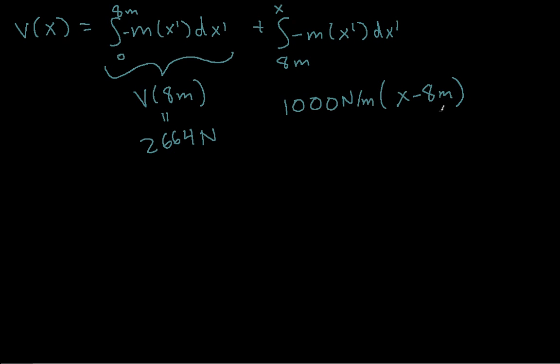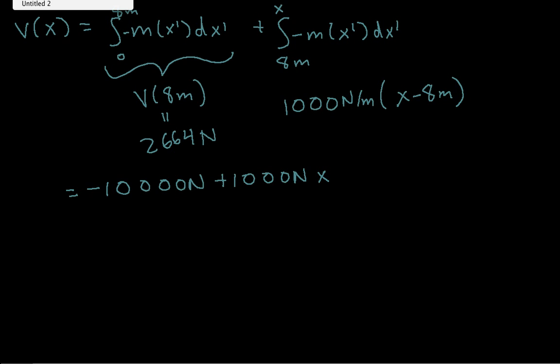And when you add these all together, you get v of x equal to minus 10,000 newtons plus 1,000 x. Okay, so that's v of x. And this again is for x between 8 meters and 10 meters.